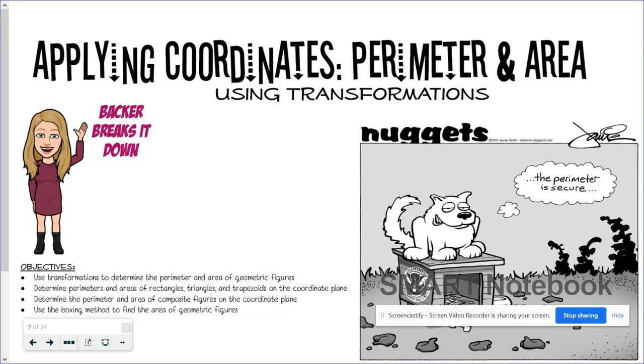In this lesson, we're going to look at applying coordinates. We're going to find perimeter and area in the coordinate plane. We're going to use transformations to do so.